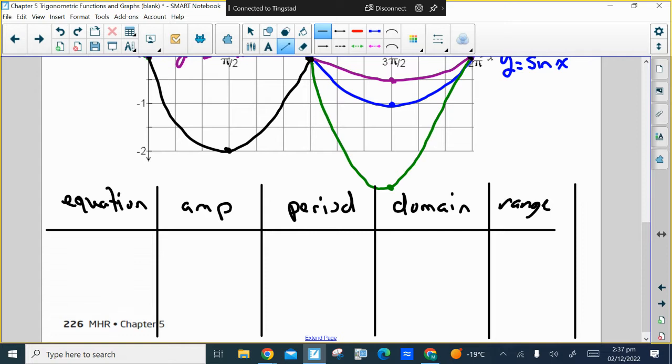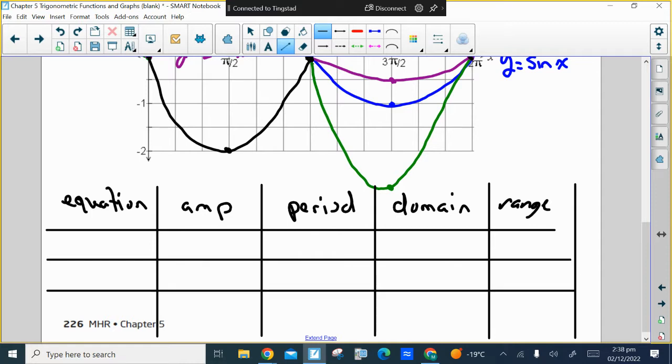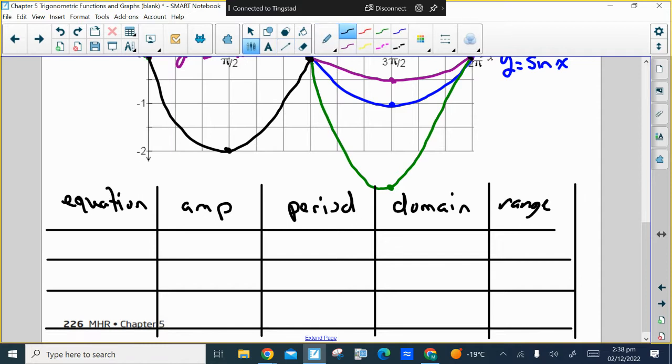So we are going to have three equations to put in here. We've already listed all this stuff for the graph of sine x, so we don't need to do that again. Our first equation is y equals 3 sine x, and we saw that the amplitude was 3. It didn't change the period. It's still 2 pi radians.